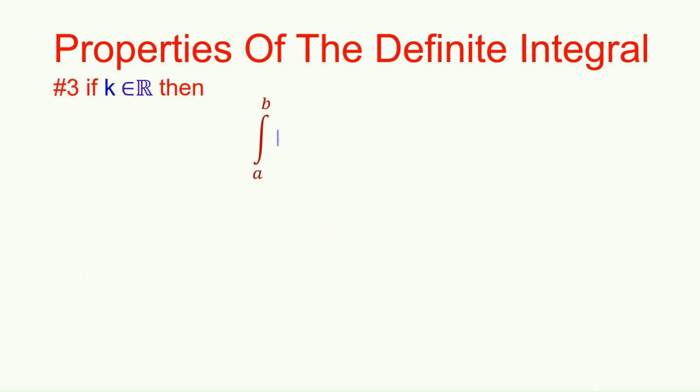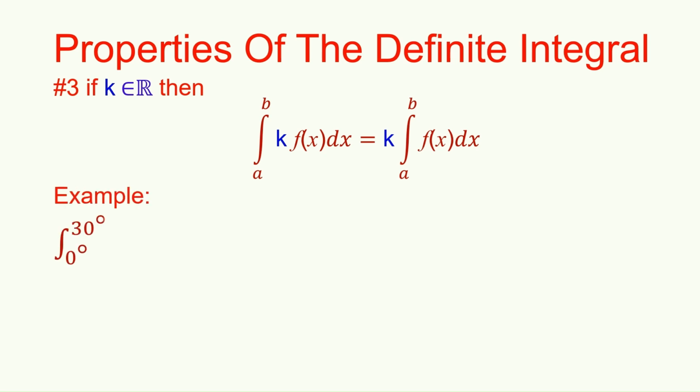Property number 3. The integral of k times f(x) with respect to x from lower limit a to upper limit b equals k times the integral of f(x) with respect to x from lower limit a to upper limit b. Note it in the example.